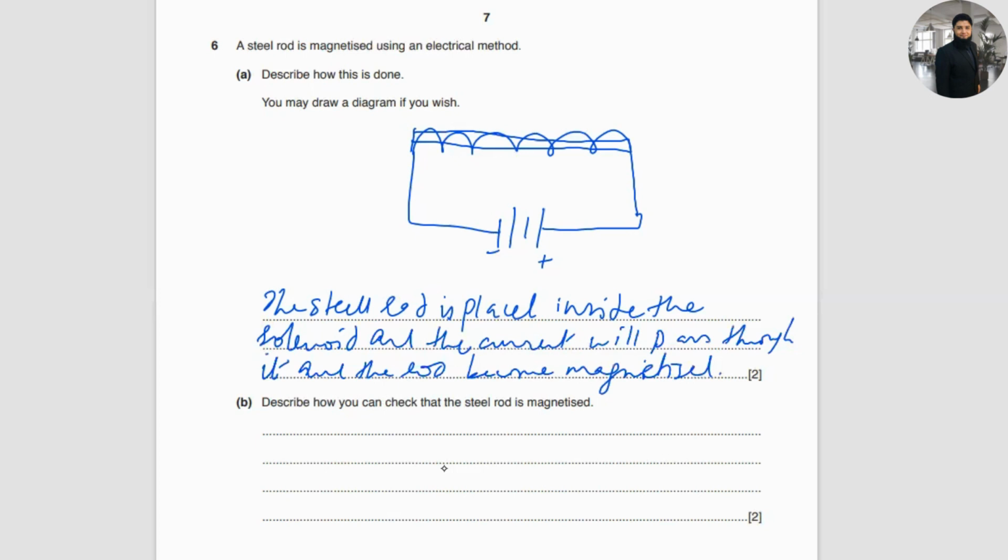Describe how you can check that the steel rod is magnetized. For that, we can bring a magnet closer to it, and one side of the magnet will be repelled by the rod, right? So bring a magnet close to it, and one side of the magnet repels.